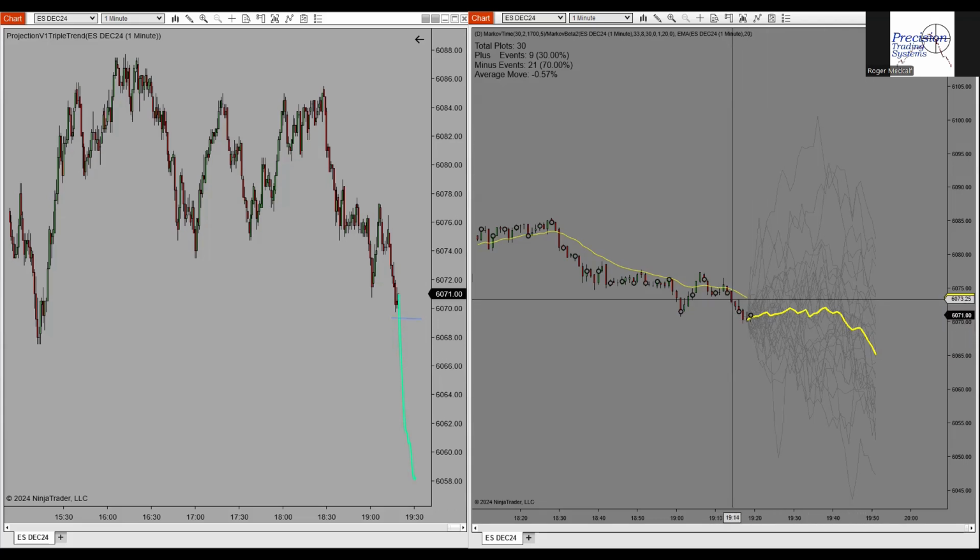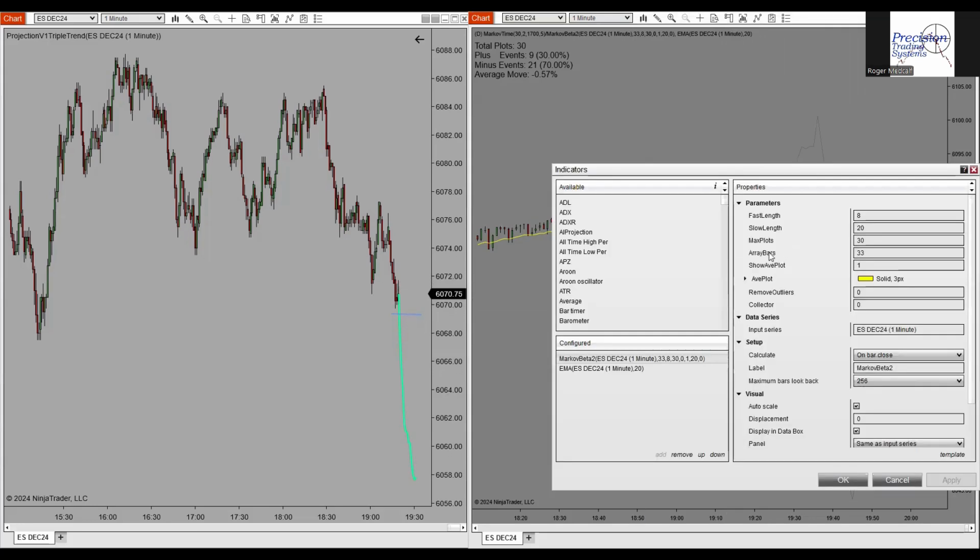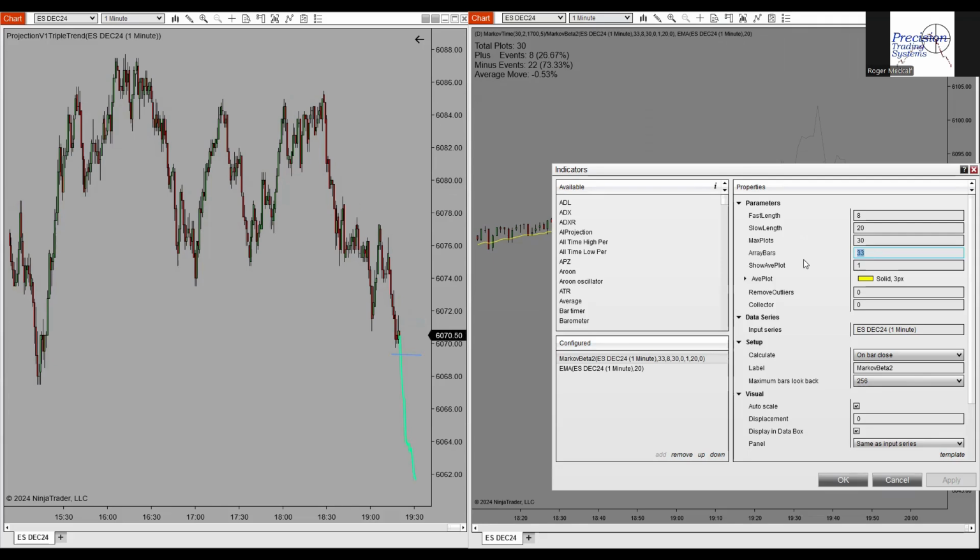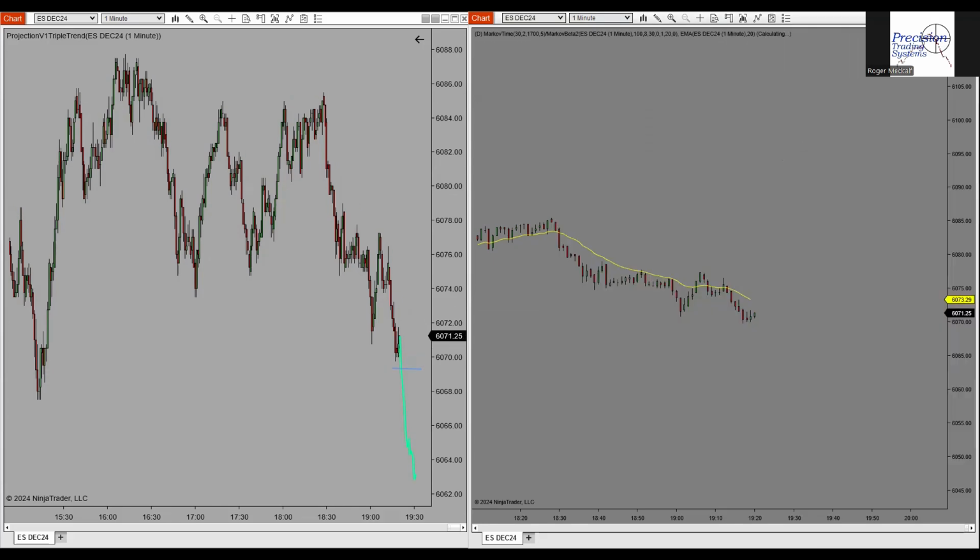Now I can show you what happens if we increase the number. First of all, we can increase the array. So we're looking 33 bars forward of each event, storing it and plotting it. You can go 100, and when that loads, that'll go right off the screen. There we go.